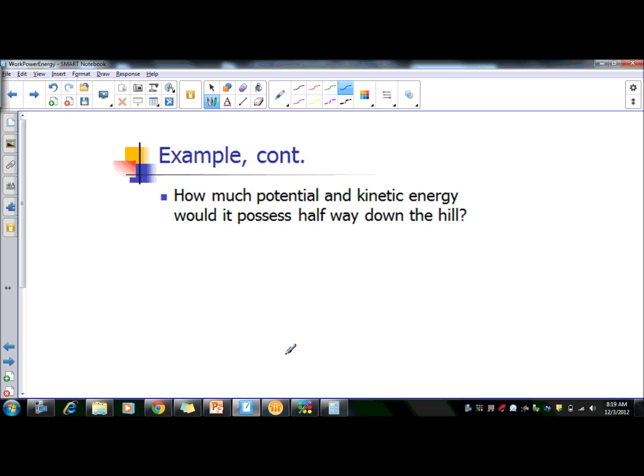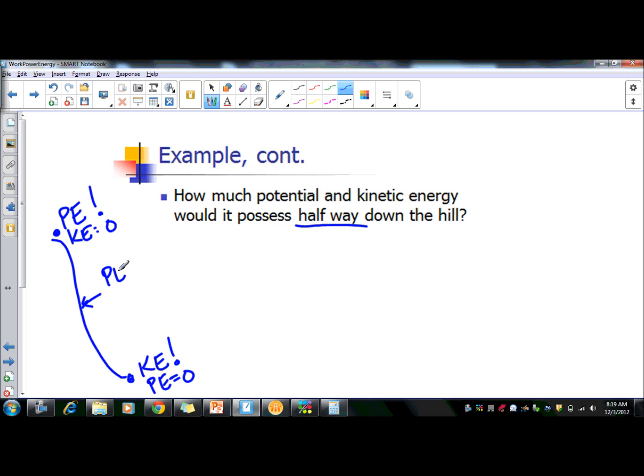How much potential and kinetic energy would it possess halfway down the hill? So we said that at the top of the hill, it's all potential energy, and the kinetic energy is 0. At the bottom of the hill, it's all kinetic energy, and the potential energy is now 0. So what do you think happens right here at this halfway point? Well, potential will be half of the original, and kinetic energy will now be half of its max it will become.